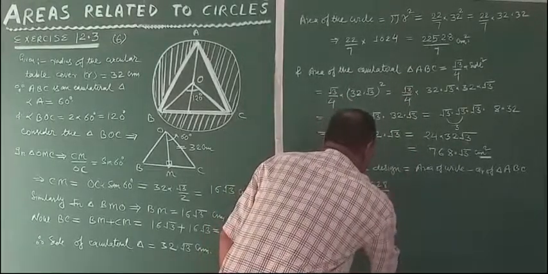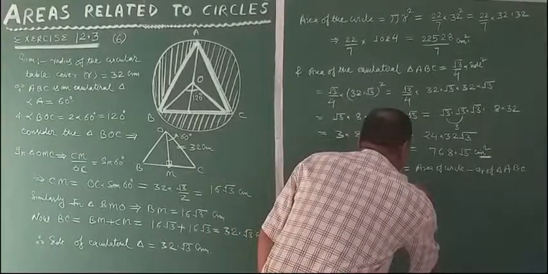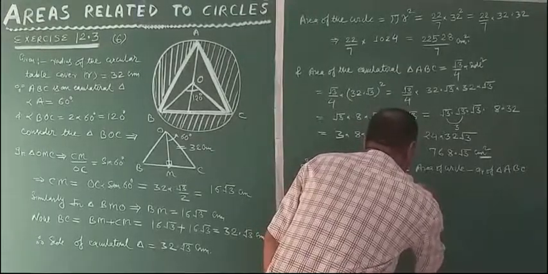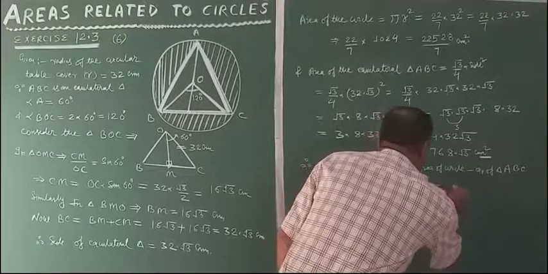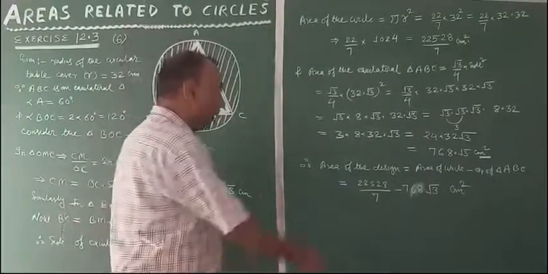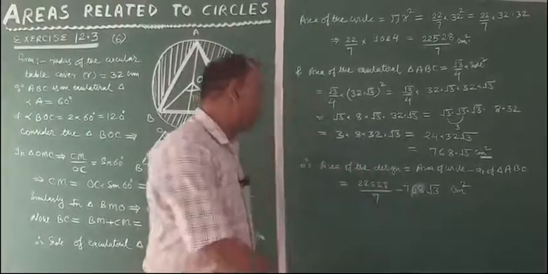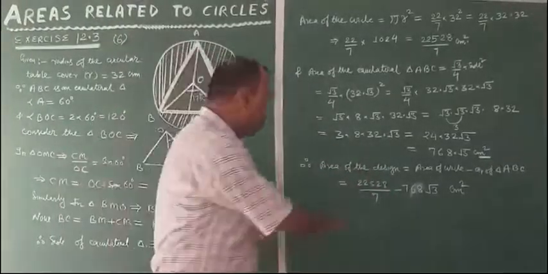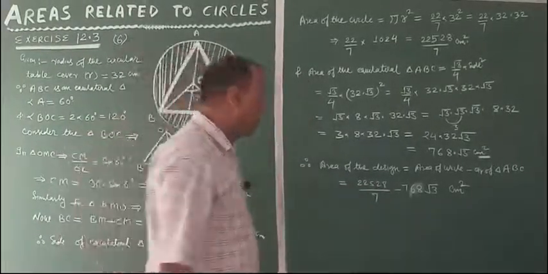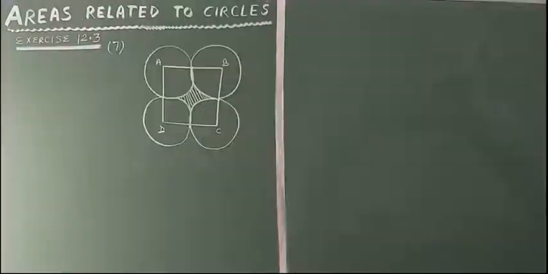22528 upon 7 minus 768 under root 3 centimeter square. After that you can solve it, otherwise just leave the answer here. So what is the area of the design? That is 22,528 upon 7 minus 768 under root 3 centimeter square.